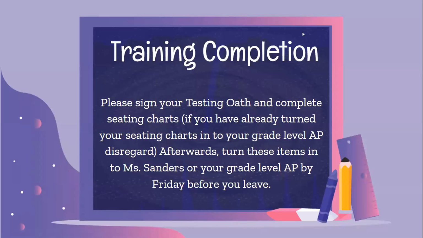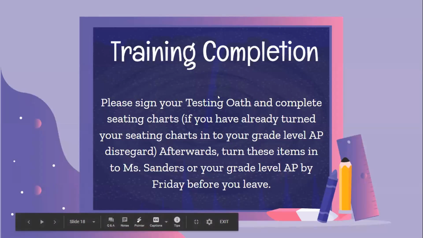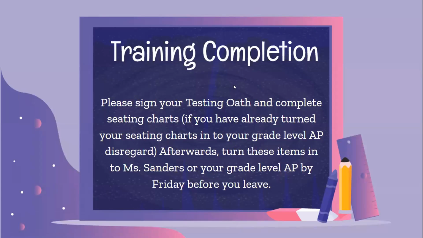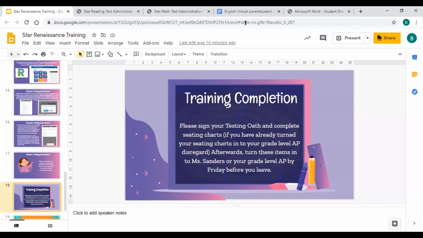So this completes training. Let me check the chat box. Remember to sign your testing oath and complete seating charts. If you've already done so, you're good to go. And then turn these items into myself and your grade level AP before tomorrow, so we can make sure that we have everything on file.